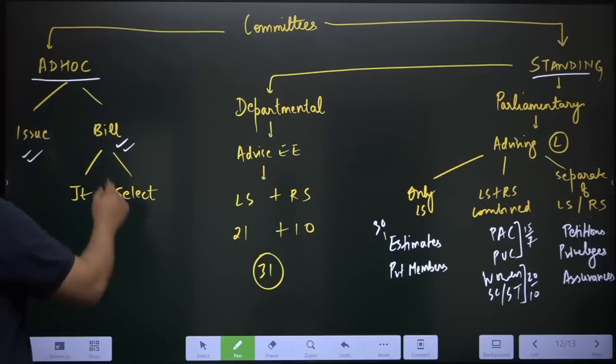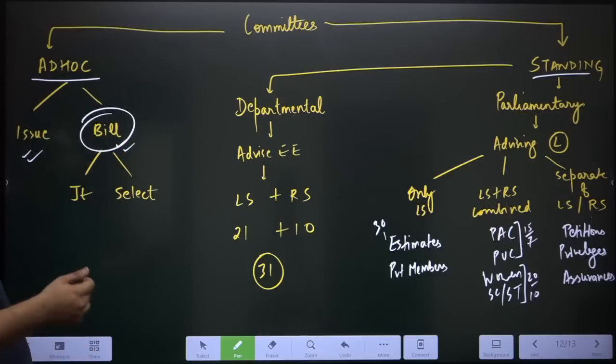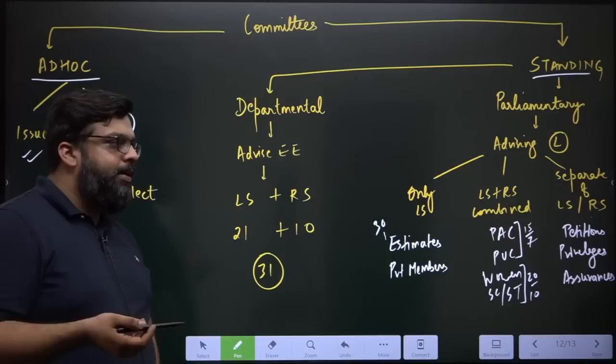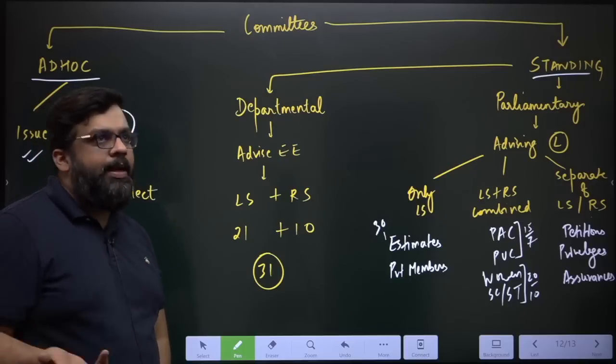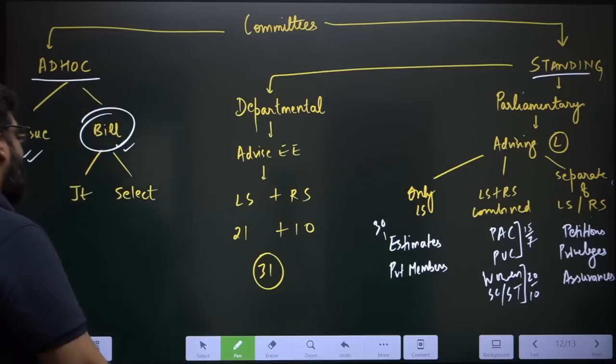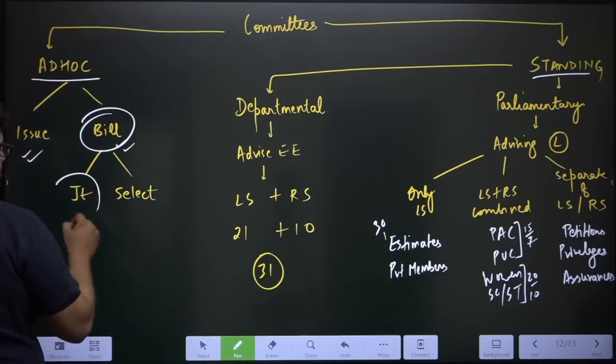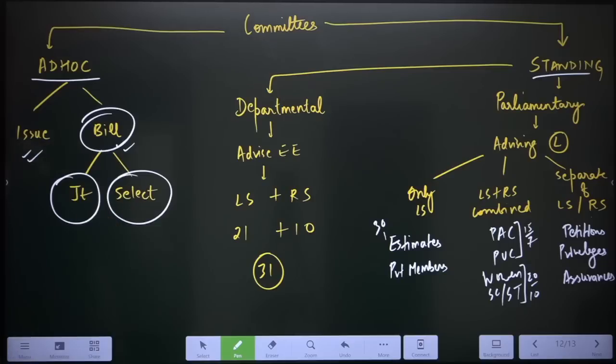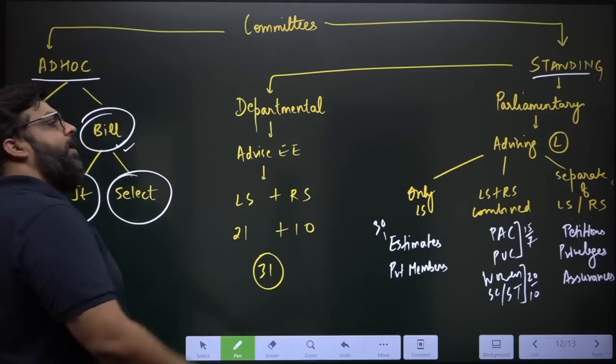Or it could be for a specific bill, like for example, the parliamentary committee on the data protection bill, or the parliamentary committee on the National Medical Commission, so stuff like that. If it comprises members of both the houses, it's called a joint ad hoc committee. If it only has members of one house, it's called a select committee. The fun begins here.